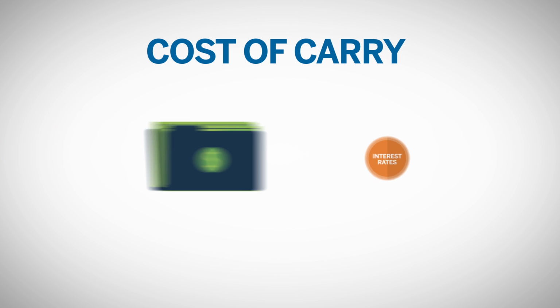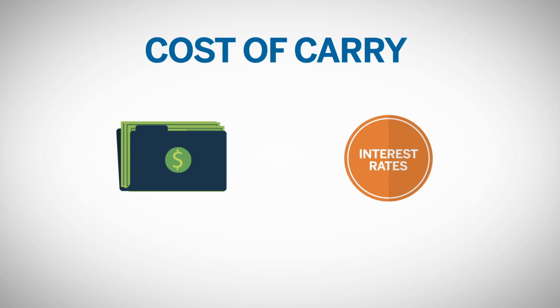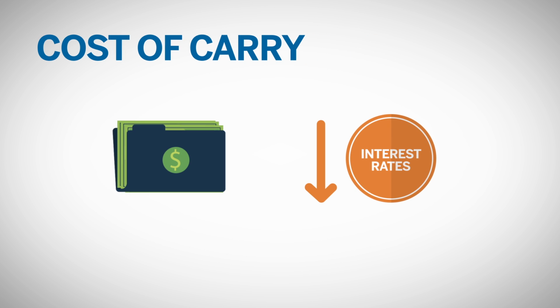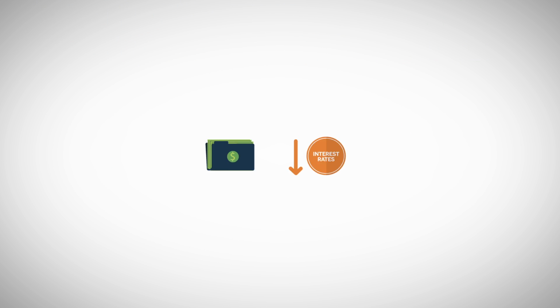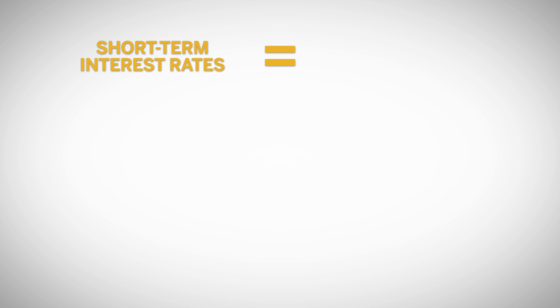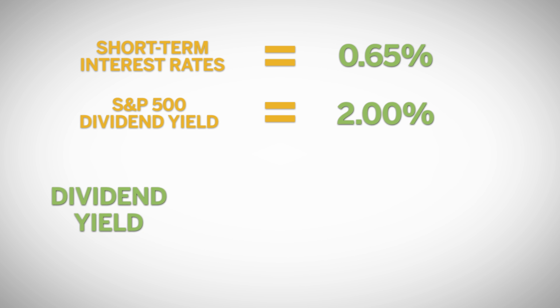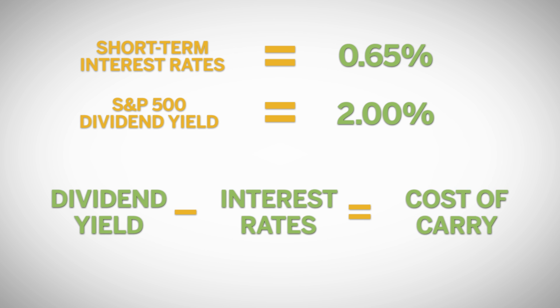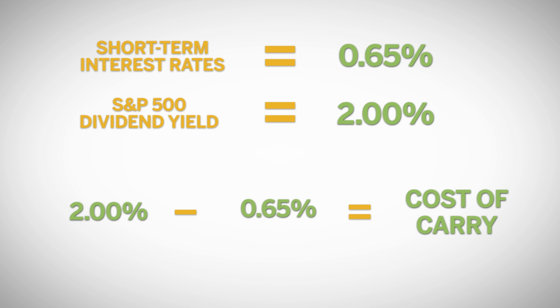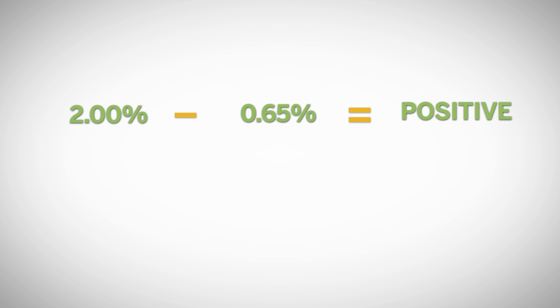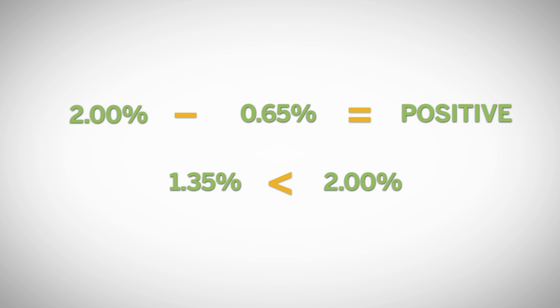futures contract. When short-term interest rates, represented by finance charges, are lower than the dividend yields on the spot index, the cost of carry is said to be positive. For example, if current short-term rates are at 0.65% and the dividend yield on the S&P 500 index is roughly 2%, the cost of carry would be positive. This is because the dividend income stream at 2.00% would be greater than the cost of finance at 0.65%. The futures price would then reflect this by discounting in price versus the spot index.